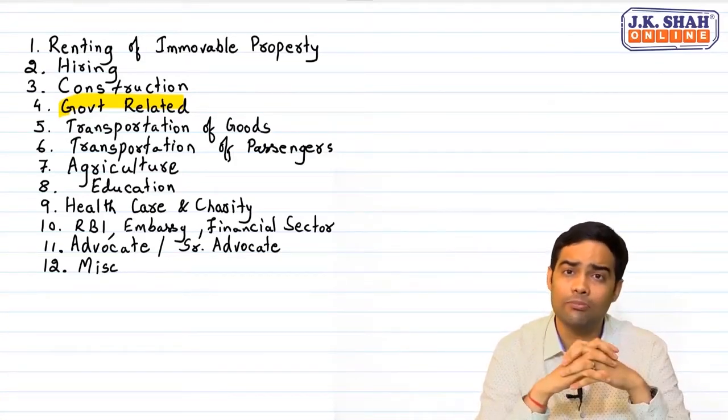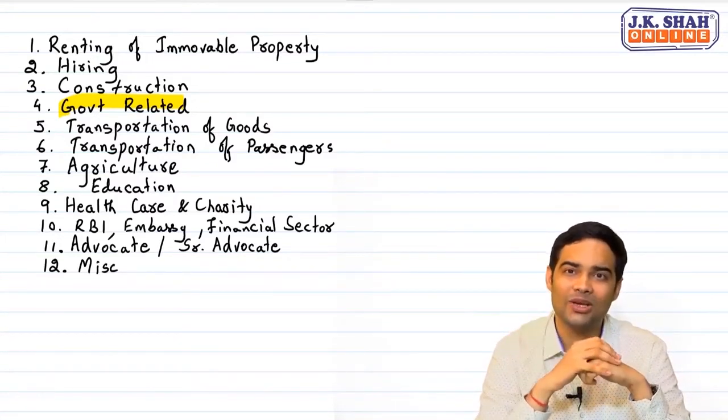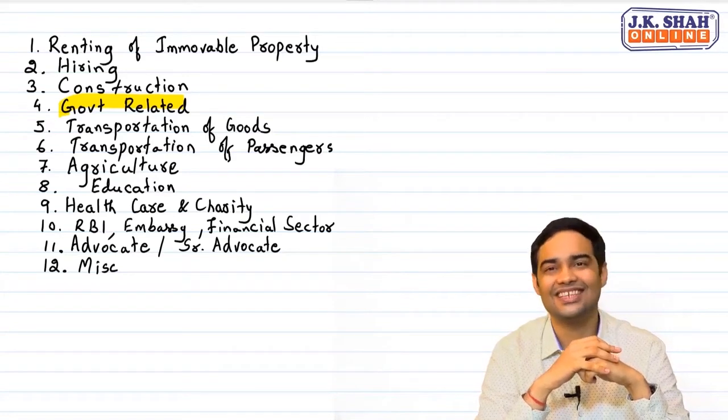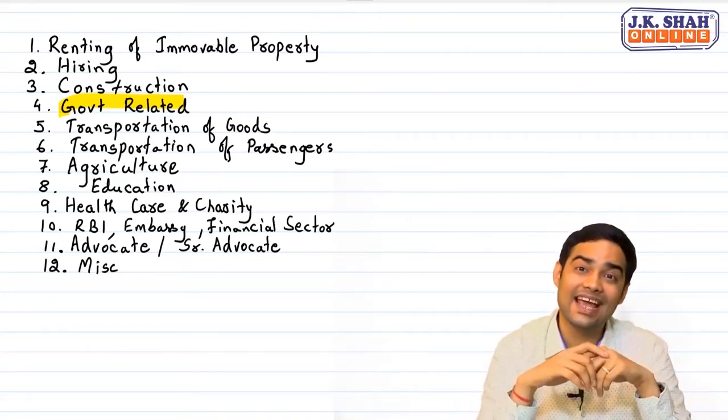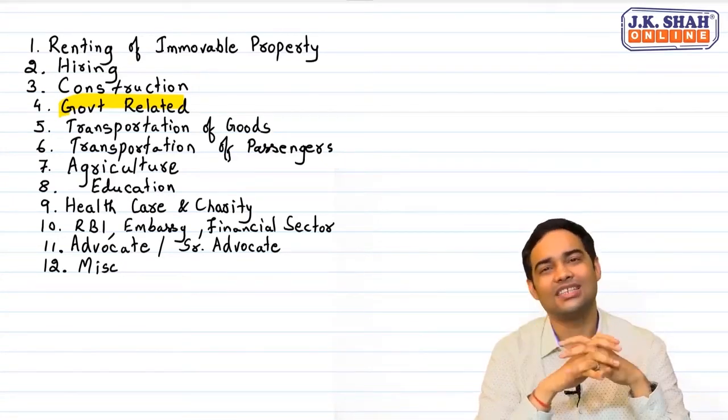GTA has one more important entry. Single consignee up to 750 rupees, GST will not be applicable. Single carriage up to 1500, GST will not be applicable. So this was about transportation of goods.